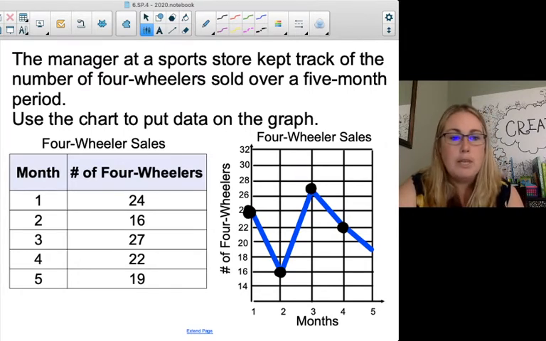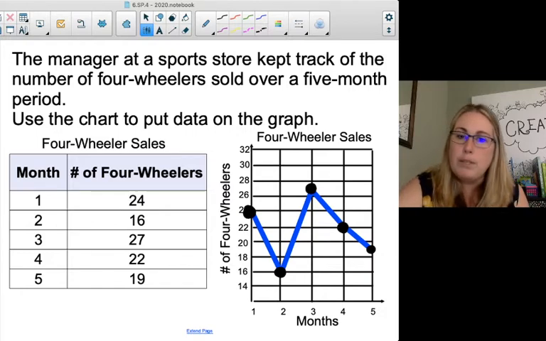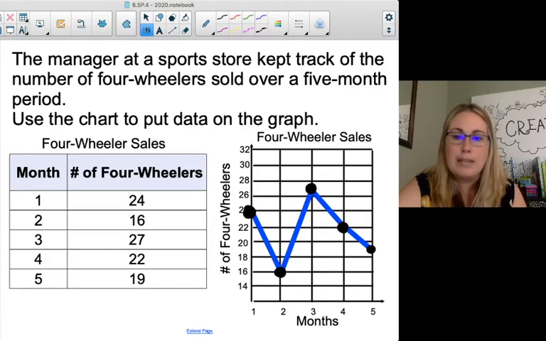The last one is month 5. We go over to 5, and they sold 19, so it is here. So you can see I put my points in, and once you put your points in, you can go ahead and connect those dots to make your line graph.